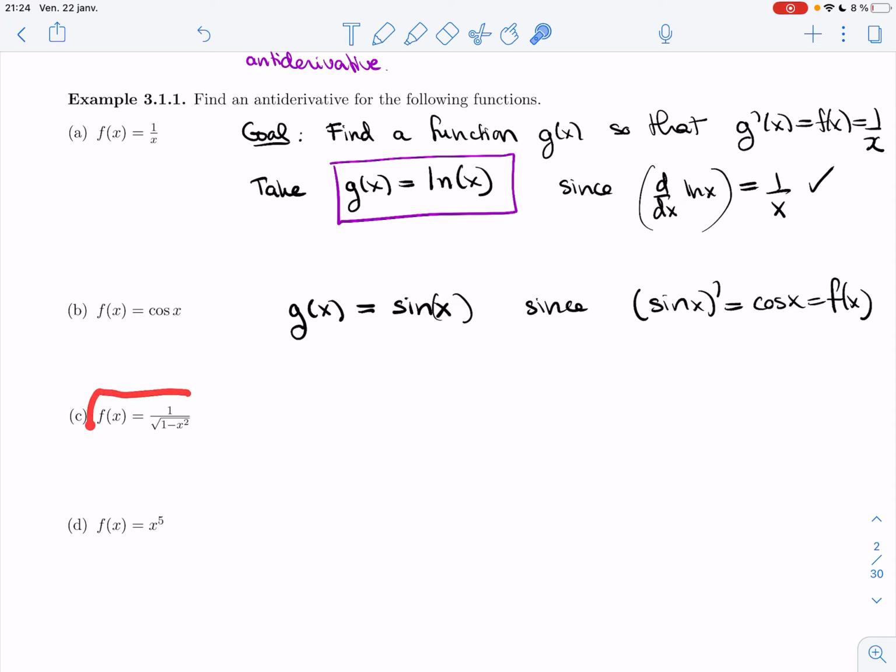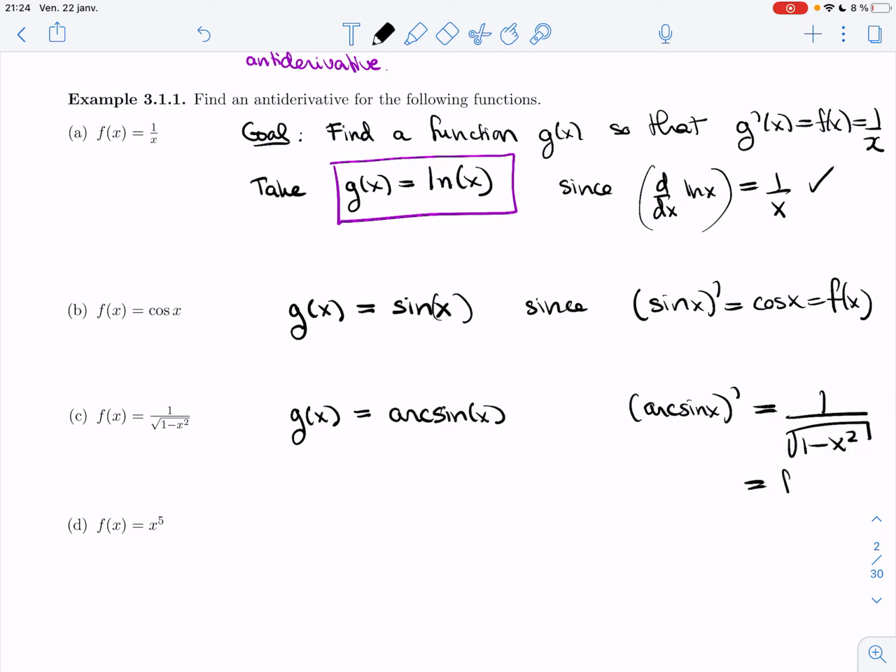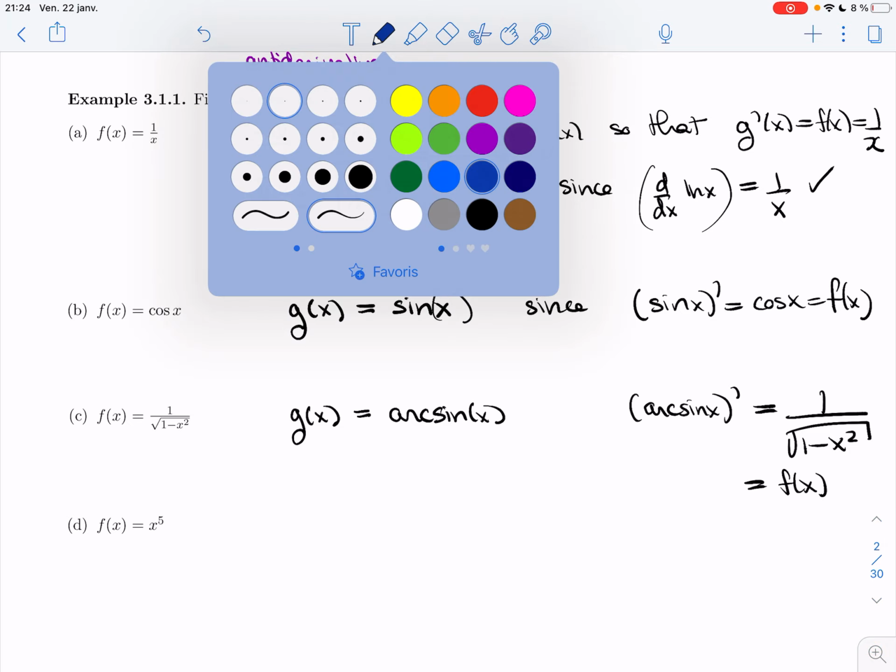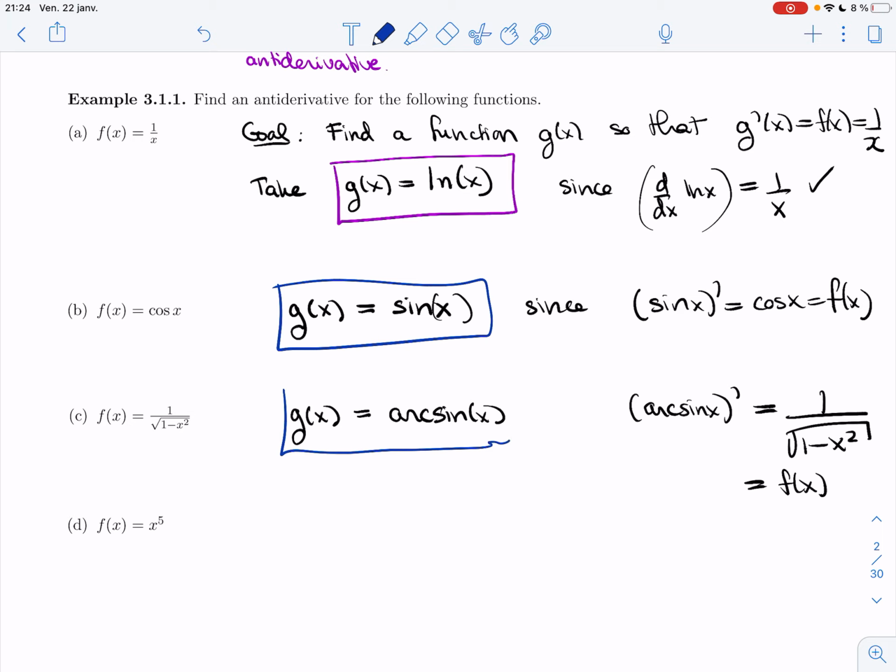Next one. Can you come up with a function that's the antiderivative of 1 over square root of 1 minus x squared? Turns out we learned it in chapter 1. If you look at arcsine, its derivative we learned in chapter 1 was 1 over square root of 1 minus x squared. That's exactly f of x. So we did find our antiderivative.